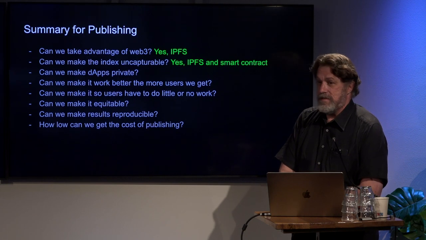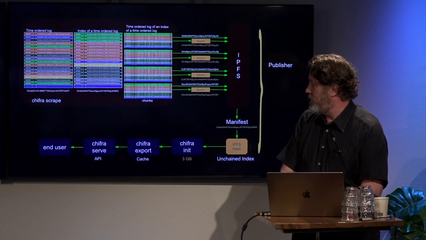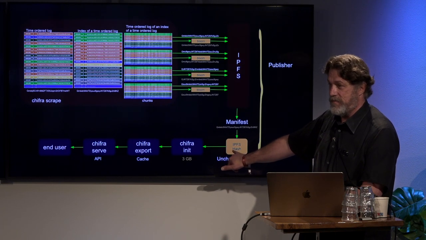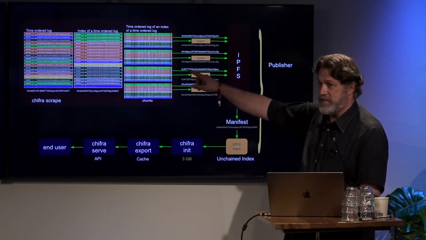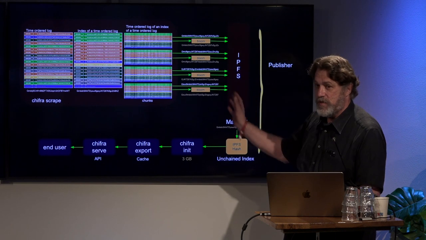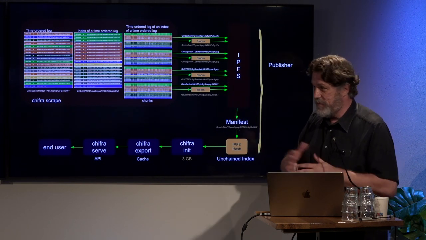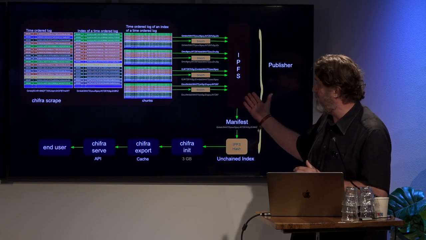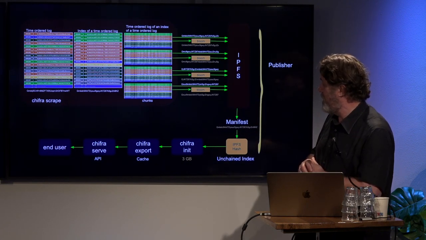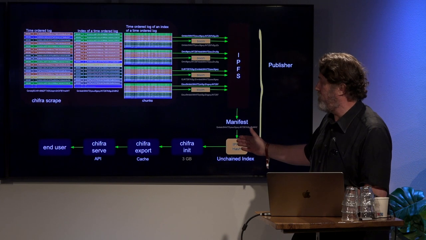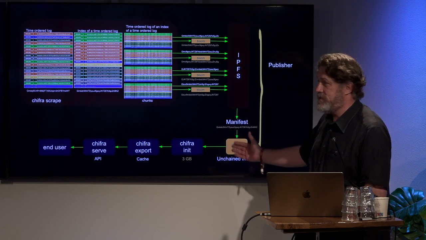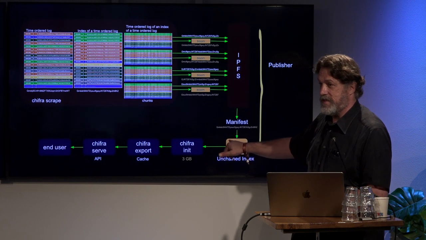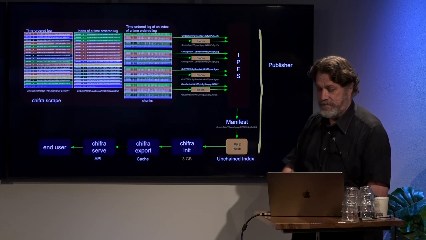The index is completely uncapturable. Once it's here, I can't stop anyone on the planet from looking at it and getting every one of these chunks, as long as someone is pinning them. Maybe the Ethereum Foundation should pin them, or IPFS should pin them. It's uncapturable, though, because I can't intercede between the user's local machine and a smart contract. I can't say that he can't have access to that.